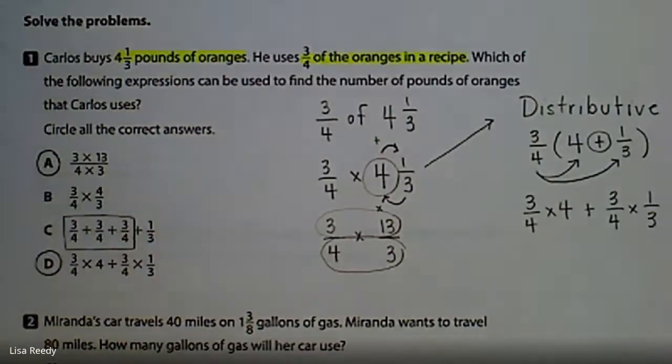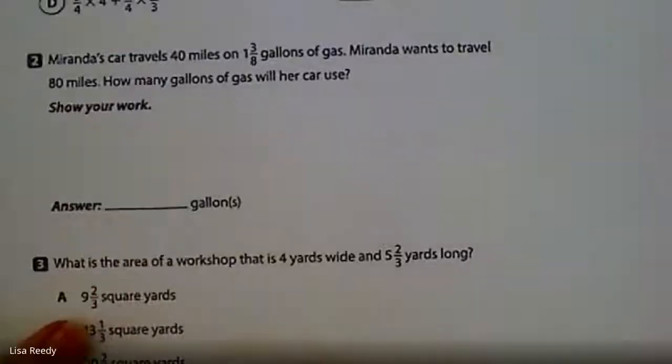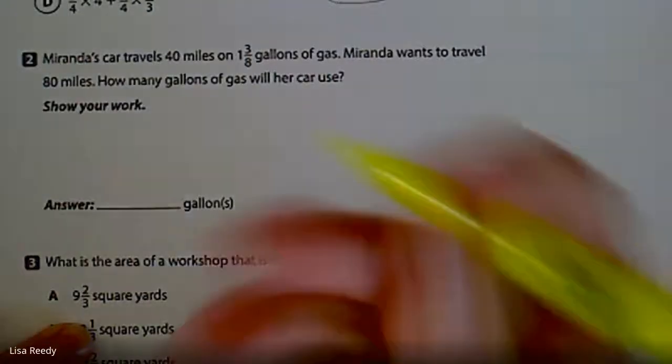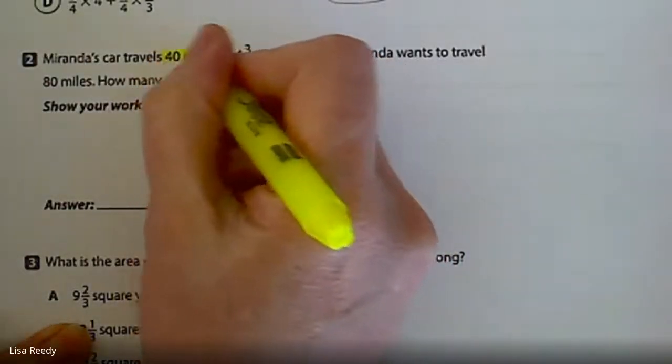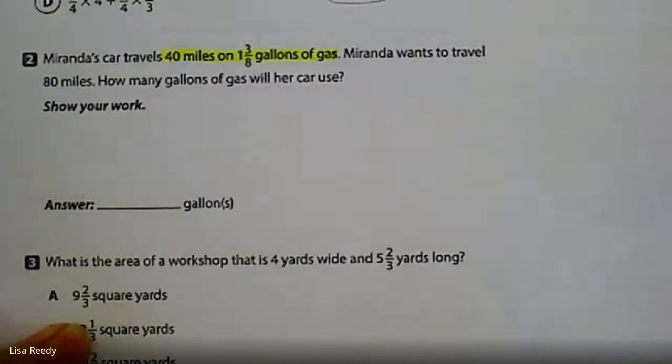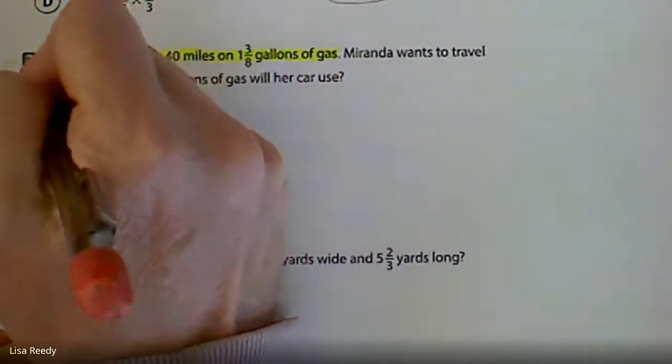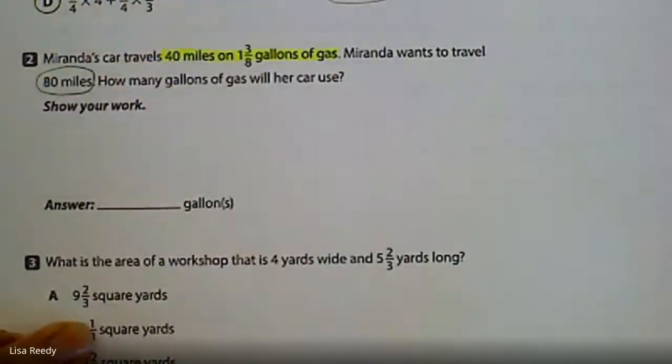Let's take a look at number 2. We had problems like number 2 in our homework. If I look at this problem, it says Miranda's car travels 40 miles on 1 3/8 gallon of gas. So 40 miles gives her 1 3/8 gallons of gas. She wants to travel 80 miles. How many gallons of gas will her car use?